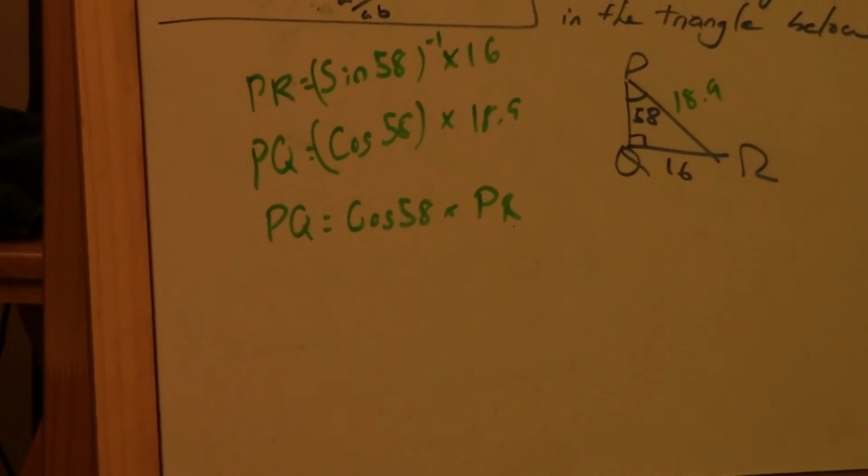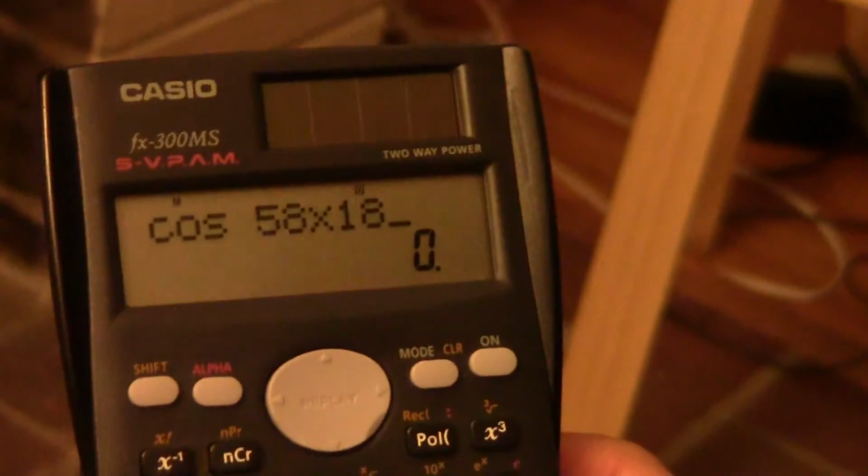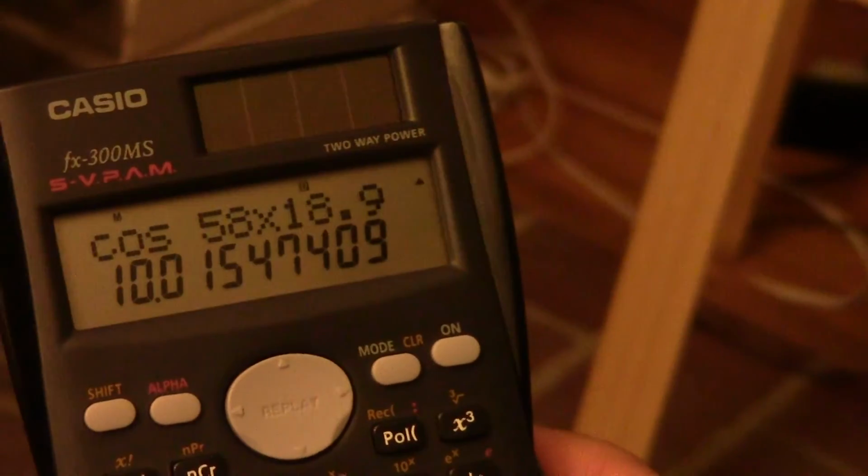So it becomes cosinus 58 multiplied by 18.9 is equal to 10.0, which is the same thing as 10 if you round it.